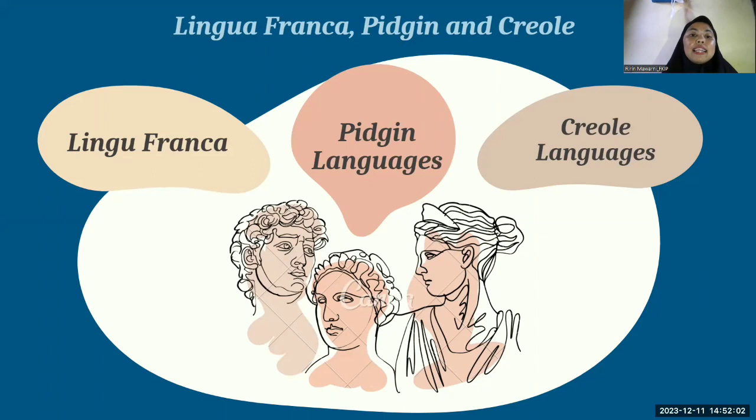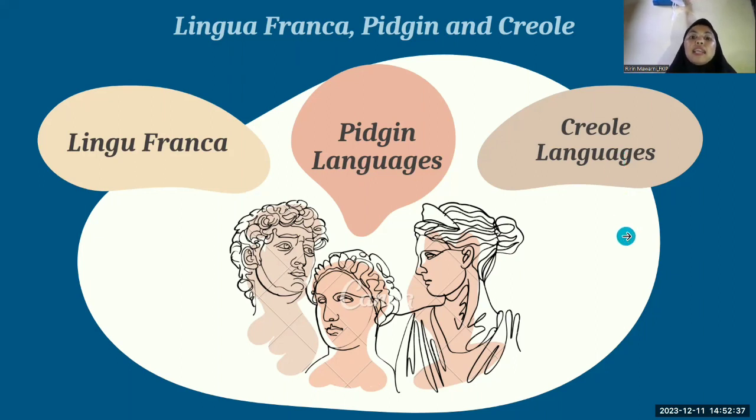The next is lingua franca, pidgin, and creole. So first I'll explain the lingua franca. Lingua franca refers to a common language used for communication between people who speak different native languages. It serves as a bridge language, enabling individuals who have different mother tongues to communicate and understand each other.